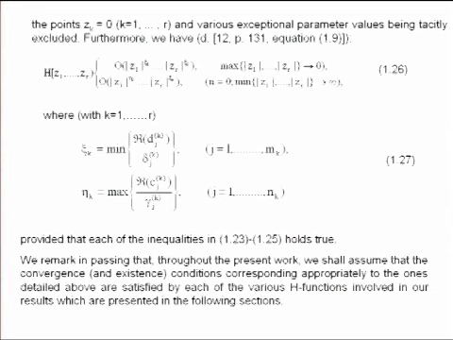The points z_k equal to 0, k equal to 1 to r, and various exceptional parameter values being tacitly excluded. Furthermore, we have H(z1, ..., zr). These conditions are maximum. This and n is equal to 0, minimum mod z1 to zr tend to infinity, with k equal to 1 to r, zeta equal to minimum real d_jk by delta_jk, n_k equal to maximum real c_jk by gamma_jk, z equal to 1, provided that each of the inequalities one above equation 1.23 to 1.25 holds true.